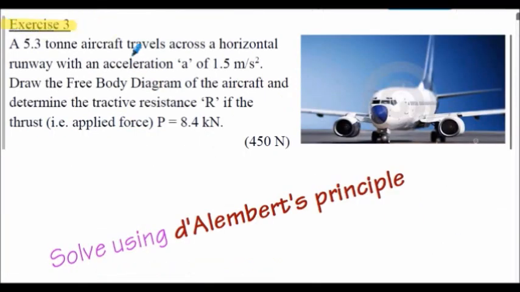Exercise 3 from a previous presentation, a 5.3 ton aircraft travels across a horizontal runway. It has an acceleration A of 1.5 meters per second squared. We're asked to draw the free body diagram of the aircraft and determine the tractive resistance, the resistance to motion, labelled R here. We're given that the thrust, or the applied force to the aircraft causing the motion, labelled P, is 8.4 kilonewtons. The value of R is shown in the bracket here.